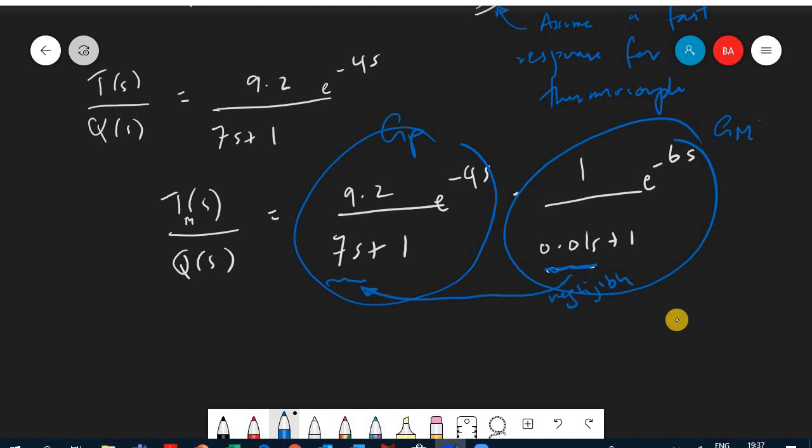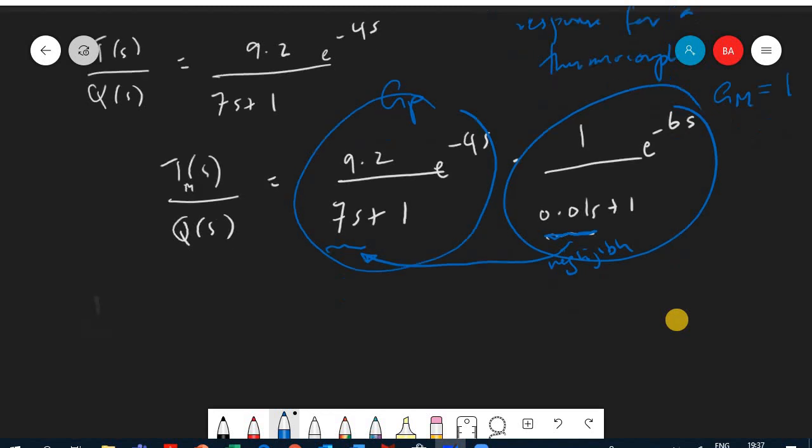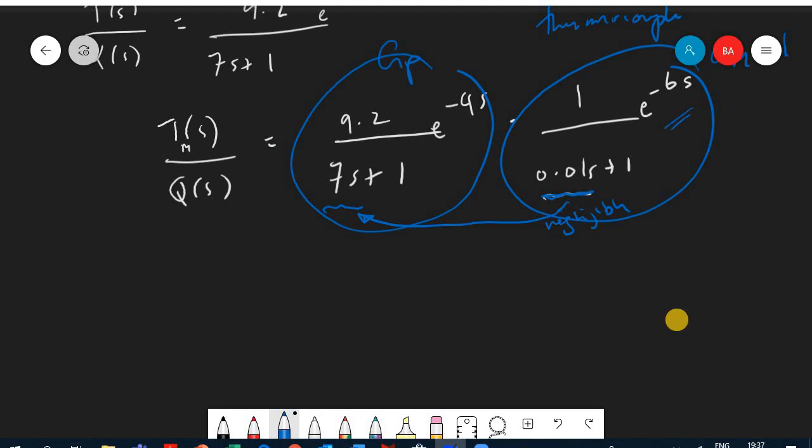Usually GM is approximated as 1, because the K is always 1 for a sensor, and the denominator is cancelled out in comparison to the other dominant poles. So it goes back to 1. We are just left with the delay, and we are going to have something like 9.2 over 7s plus 1 into e to the power minus 10s.